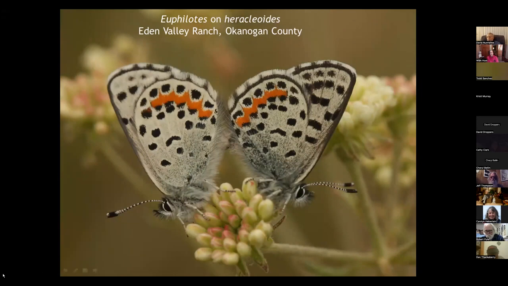For those who were at the summer meeting of WABA up at Eden Valley Ranch up in northern Okanogan County a few years ago, this mating pair of buckwheat blues were right out in front of our cabin. We were staying right on the ranch site there during that conference. And these were mating on the Heracleoides right out in front of us.